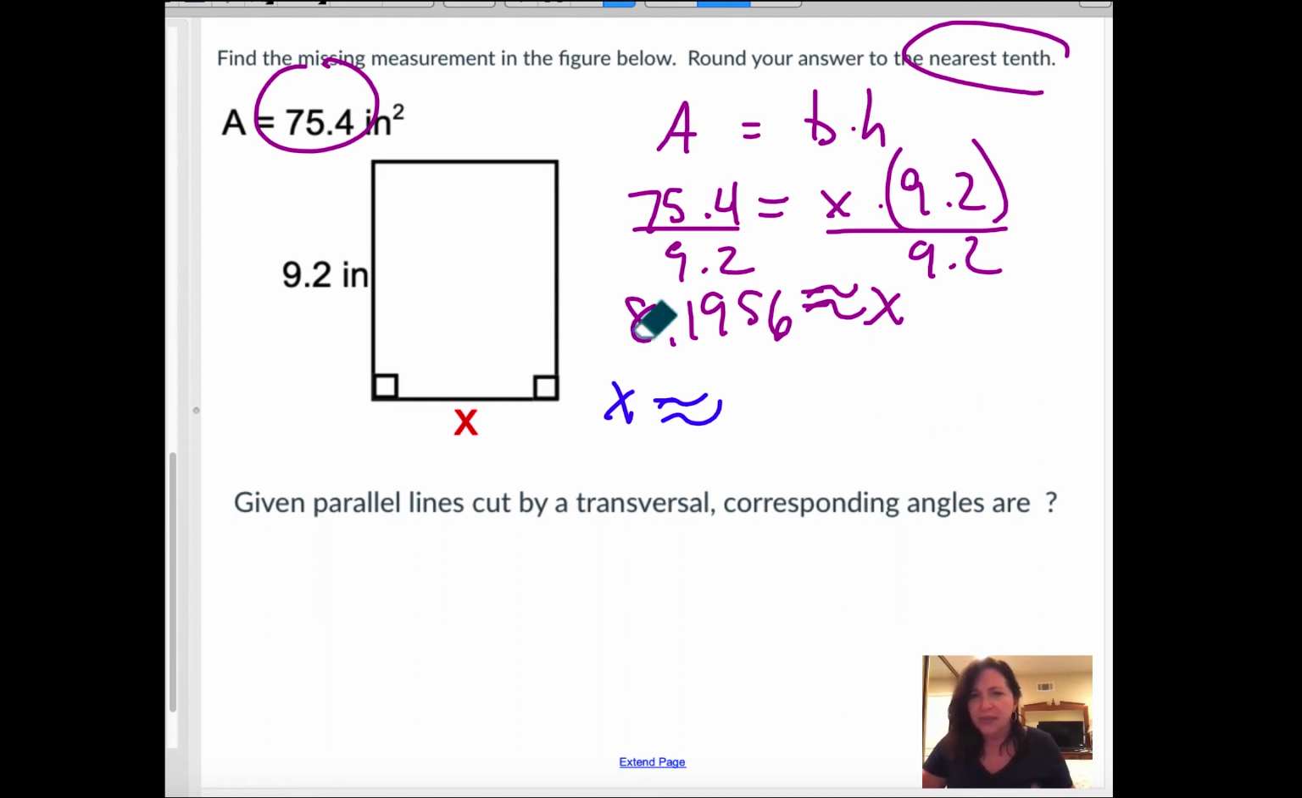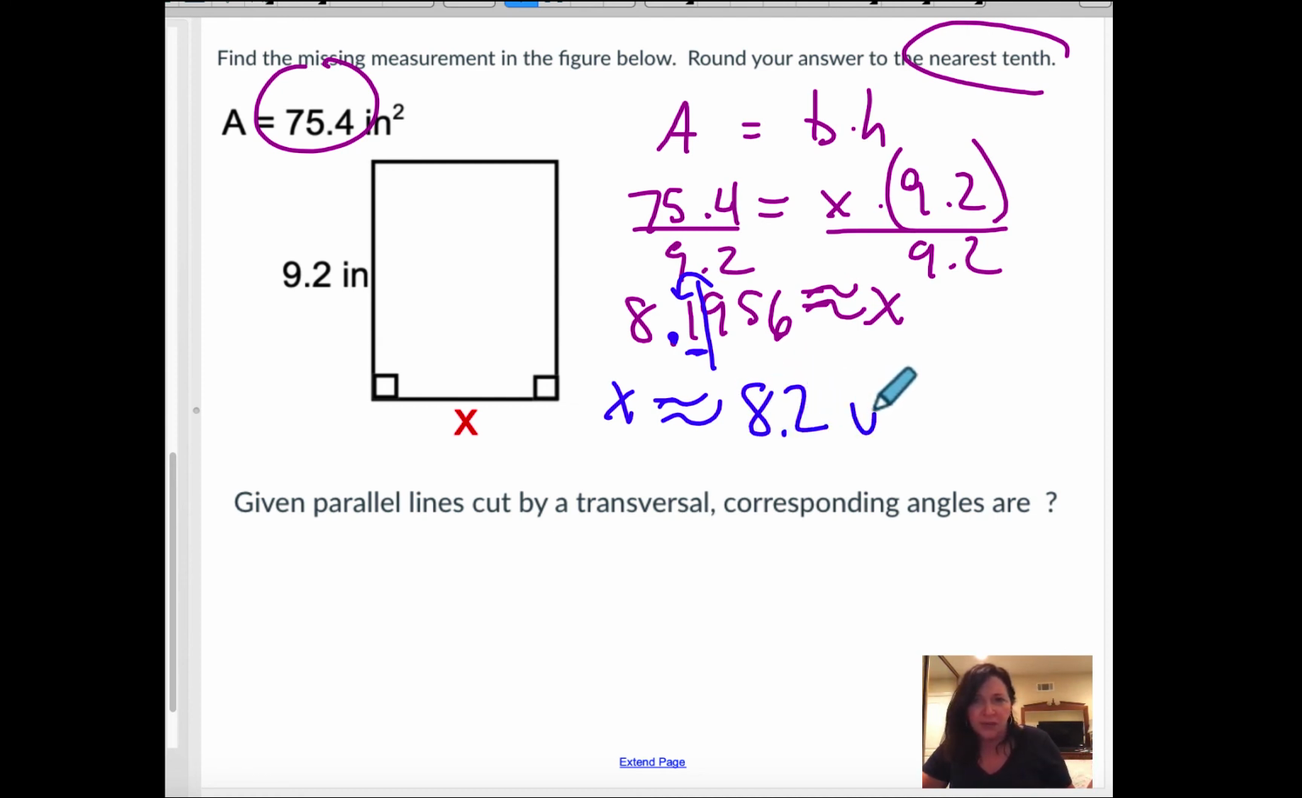The nearest tenth goes tenths, hundredths, thousandths, ten-thousandths, right? So if I'm rounding to the nearest tenth, that's this value. You have to look to the right. Is that 5 or above? Yes. That means this number goes up 1. So now we're at 8.2.